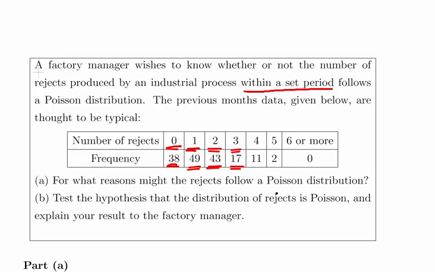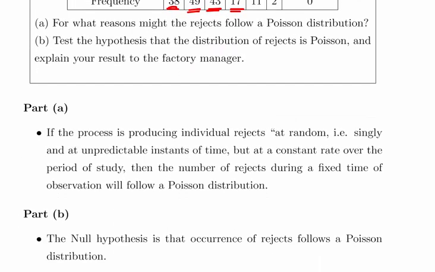So for what reasons might the rejects follow a Poisson distribution? Well, essentially I just sort of covered it over there, part A. Now this is anything that describes, knowing what the definition of a Poisson distribution is about and the theory behind it, just to show how this would be relevant in this situation. So if the process is producing individual rejects at random and at unpredictable instances of time, but at a constant rate over the period of study, then the number of rejects during a fixed time of observation will follow a Poisson distribution. That's the textbook definition, but essentially something along those lines.